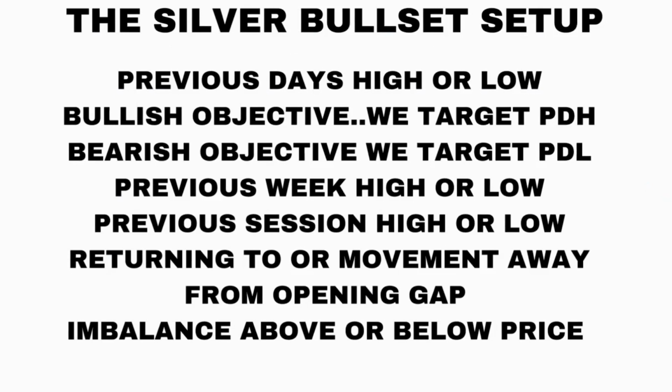If we have a bearish objective, meaning that the higher time frame is showing us that we're going to be bearish for any reason, then we want to target the previous day's lows. The same for the weeks, the same for the months. But guys, we also want to target the previous session's highs or lows, or we want to target imbalance above or beneath price, or we want to target movement to and from the opening gap. So guys, it may sound like a lot to process, but I promise you it's not that hard. We're going to definitely go over some examples in the charts.